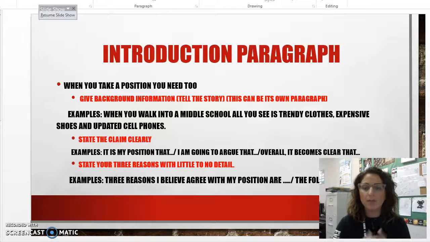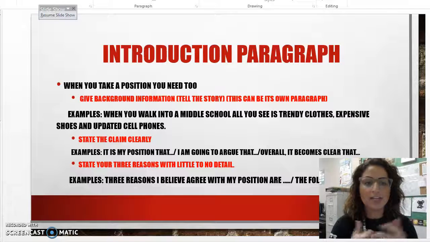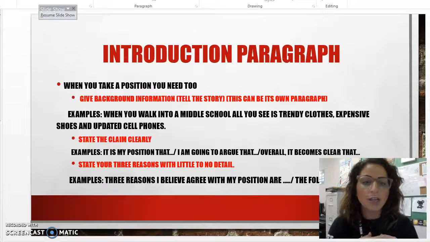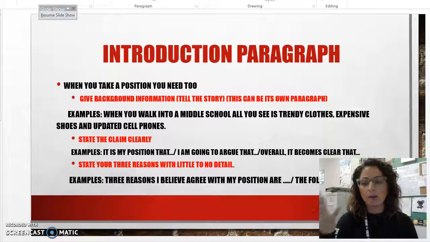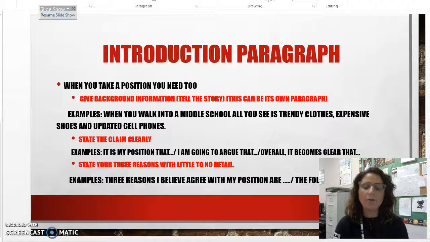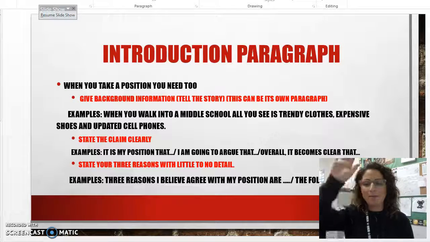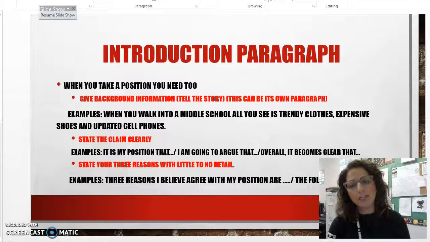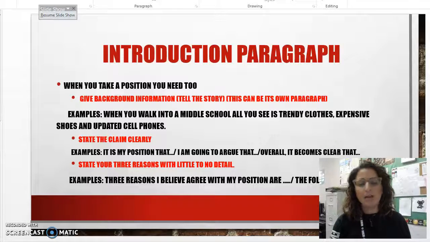So if we're talking to middle schoolers, 6th grade, my example was: when you walk into a middle school, all you see is trendy clothes, expensive shoes, and updated cell phones. So what would this claim be? What is your guess of this claim? Most of my students would raise their hand and give me a few examples of what this sentence leads into and what the claim will state. And then you're going to state the claim clearly.